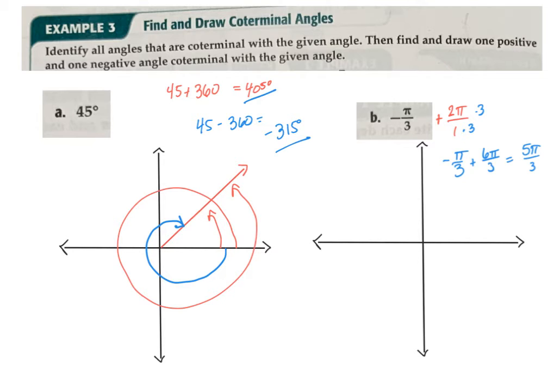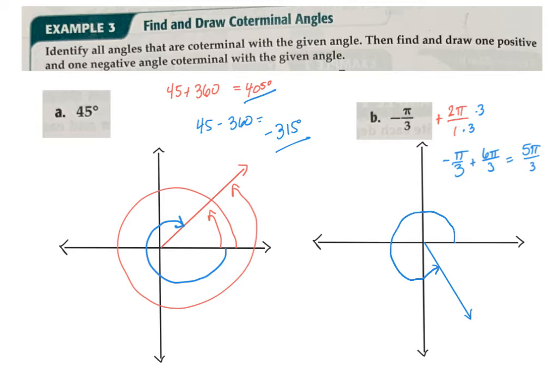All right, pi over 3 is about right here. Oh, negative pi over 3. Negative pi over 3 is about right here. So that means 5 pi over 3 would start here and end there.